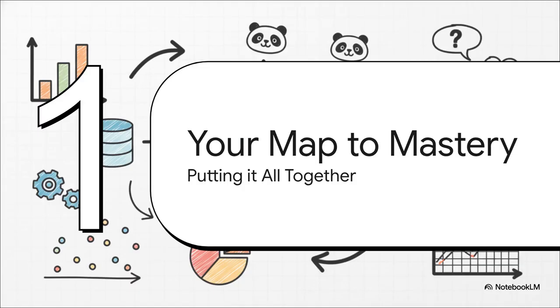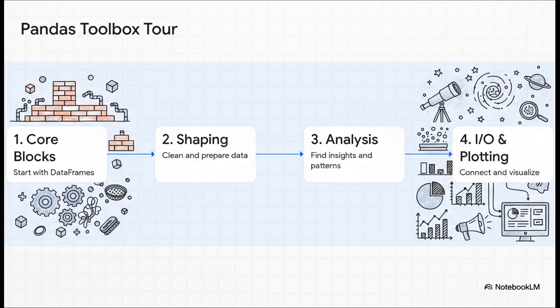So here's the crucial point. We've now toured the entire Panda City, and we've created our map. We've seen where to get the raw materials, we know where the main workshop is, we've visited the observatory for finding insights, and we've seen the specialized districts for connecting to the world. So this is your mental model. This is your map. By thinking about your work in these 4 stages, building your data frame, cleaning it in the workshop, analyzing it in the observatory, and then finally sharing it using those specialized tools, you will always know which part of the toolbox you need. The chaos just becomes a clear, logical workflow.